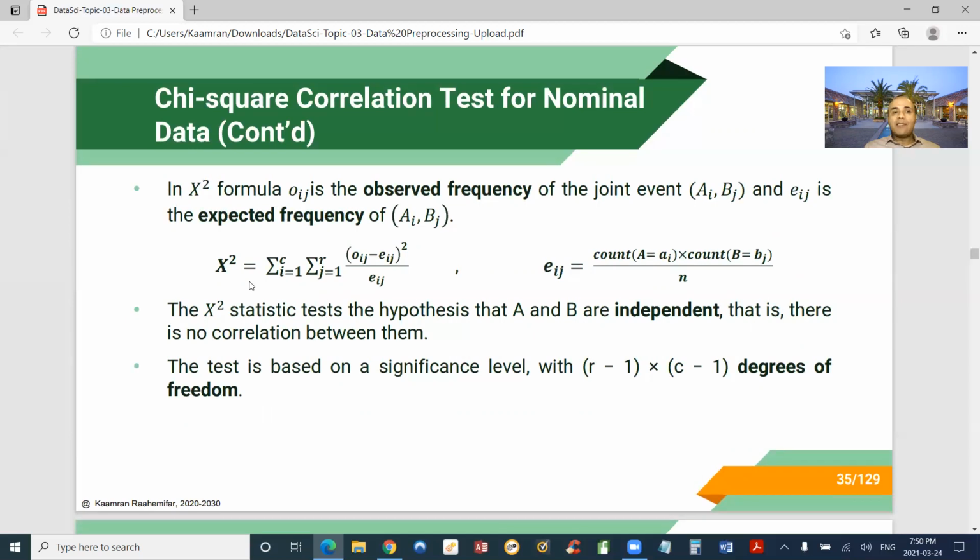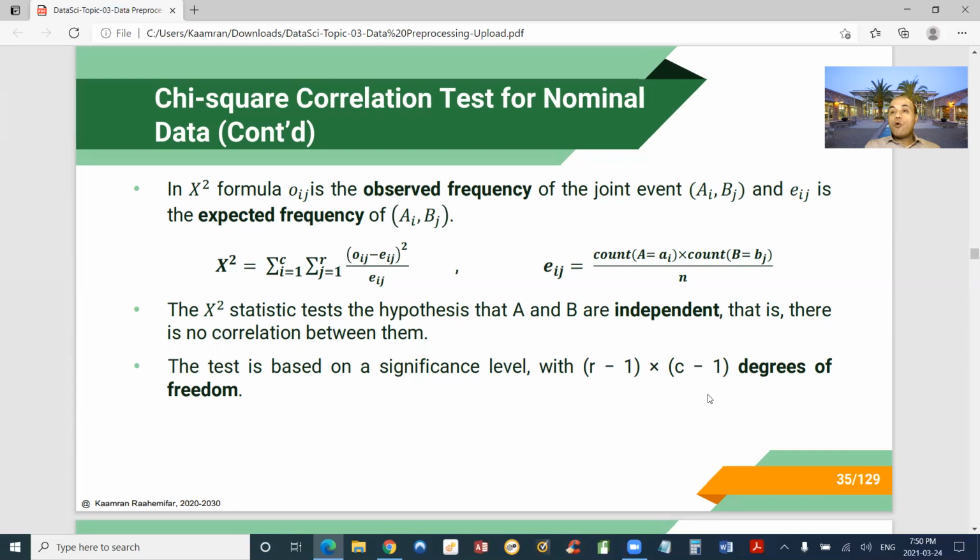In terms of calculating the chi-square, I need the observed data, and I need the expected data. I'm going to show you how to calculate that in a moment. And then we have degrees of freedom. If you have R number of rows and C number of columns, C coming from the first letter of column, (R minus 1) times (C minus 1) is going to be your degrees of freedom. We have spoken of degrees of freedom, and the reason we needed to subtract 1 from R and 1 from C.